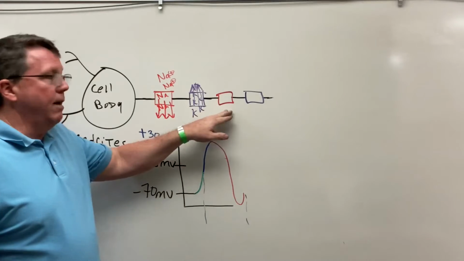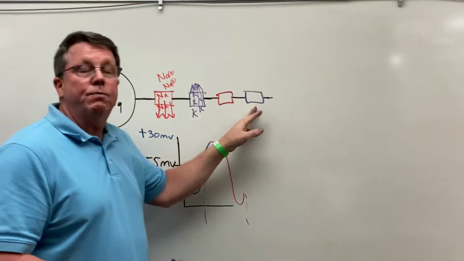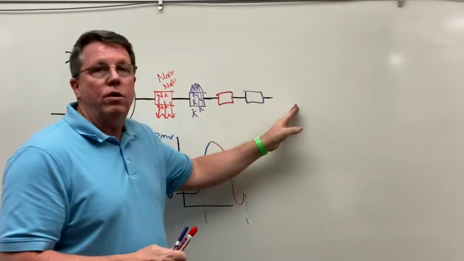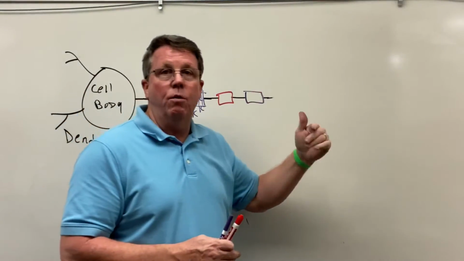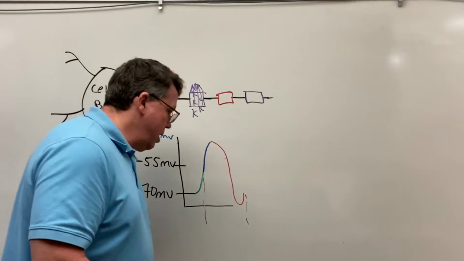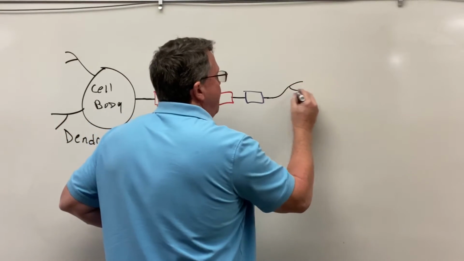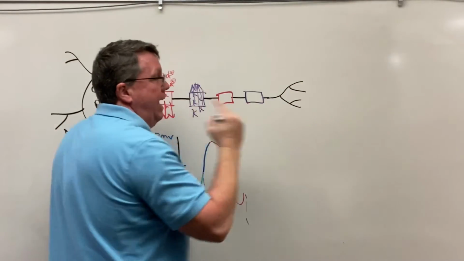The next thing we said would happen is the next sodium gate would open and close, and then the next potassium gate would open and close, and the next sodium gate opens and closes, the next potassium gate opens and closes, and so on down the axon. So what we're going to talk about today is what happens when we get to the end here.